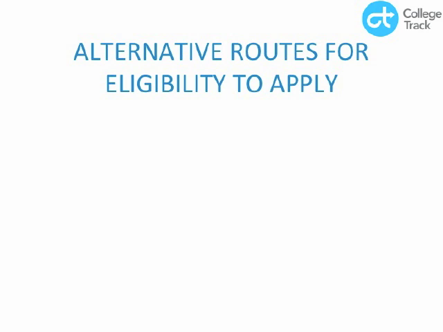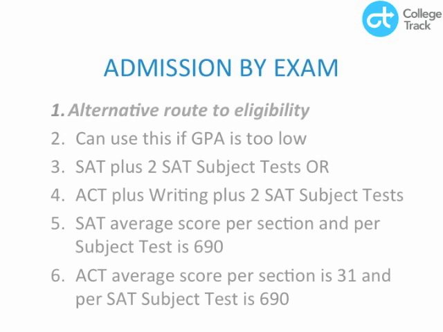There are 2 alternative routes to become eligible to apply. The first is called admissions by exam. This is for students whose GPA might not hit that 3.0 threshold for California residents or 3.4 outside of California. For this route, you do need to take SAT subject tests, and here's how it works. You can submit scores either for the SAT reasoning test plus 2 SAT subject tests, or you can submit scores for the ACT plus 2 SAT subject tests.